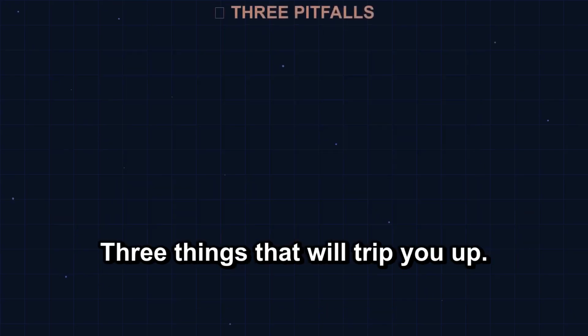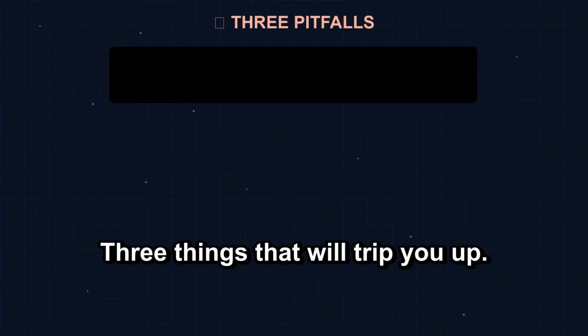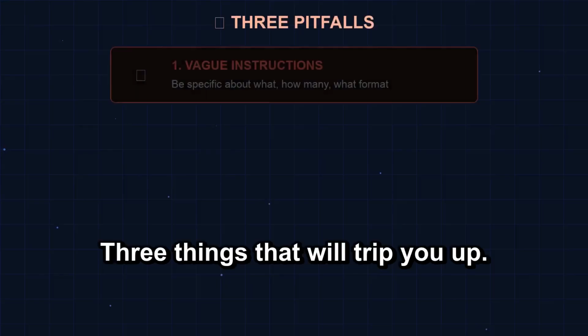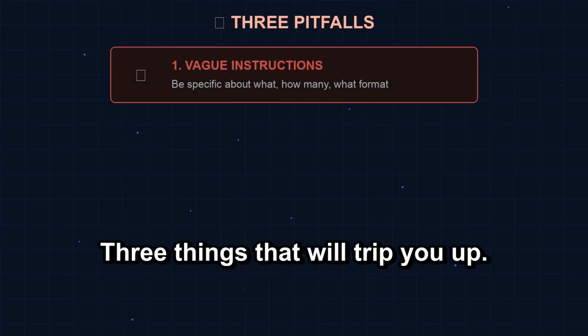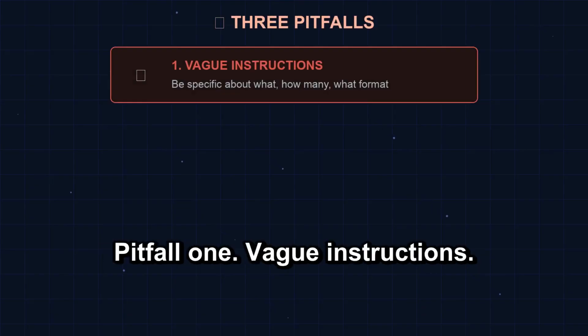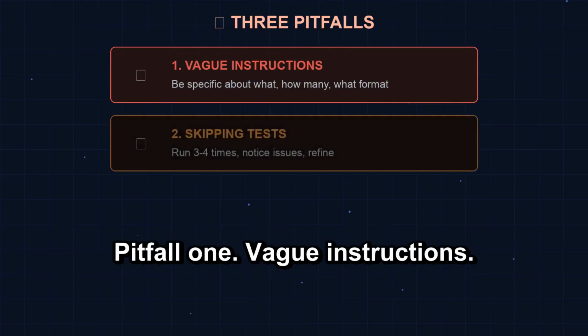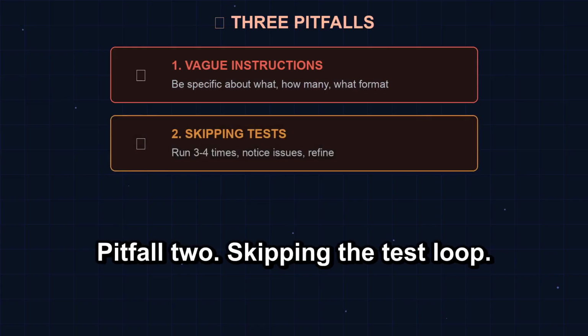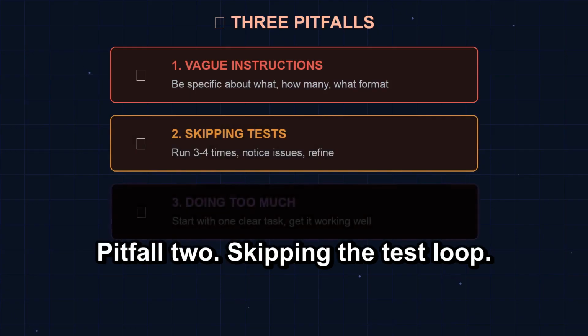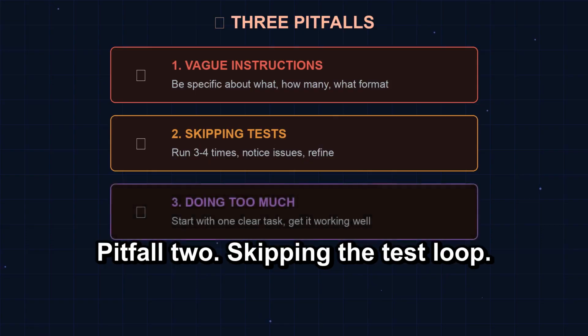3 things that will trip you up. Pitfall 1, vague instructions. If you tell the agent, research AI, it does not know what you actually want. Be specific. Aspect of AI, how many sources, what format. The more specific your instructions, the better the output. Pitfall 2, skipping the test loop. Your first version will not be perfect. That is normal. Run it 3 or 4 times with different topics. Each time notice what is off and adjust the instructions. This refinement process is what separates a good agent from a bad one.